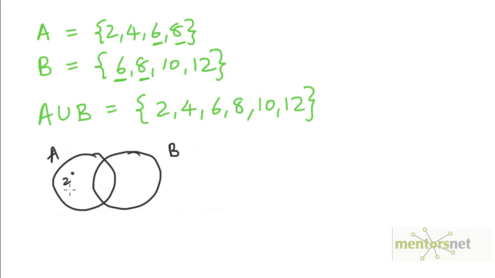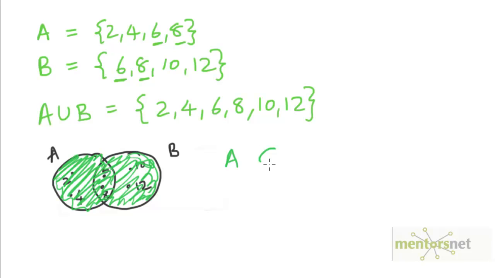A has elements 2, 4, 6 and 8. B also has the elements 6 and 8, which is why I've shown them in the region where they overlap, and 10 and 12 are unique to B. So the set A union B is the set represented by this shaded region. It includes A and it includes B. So clearly we can say that the set A will be a subset of the set A union B, and the set B will also be a subset of the set A union B.